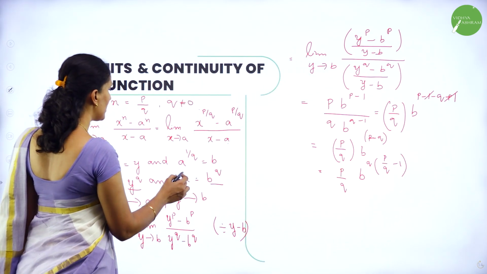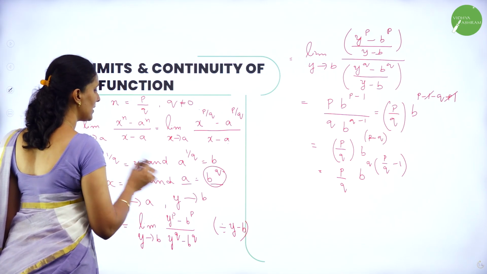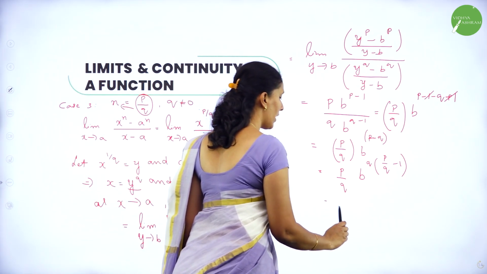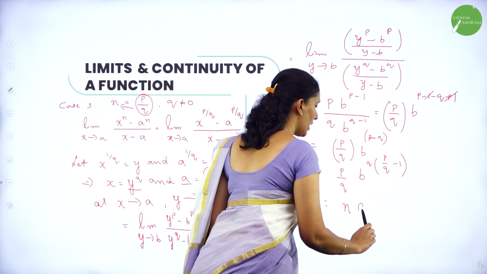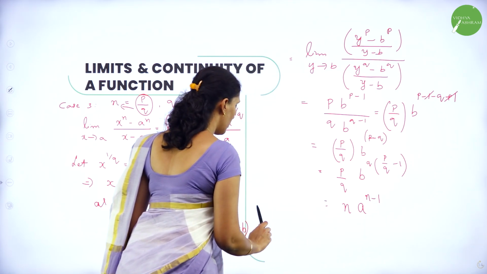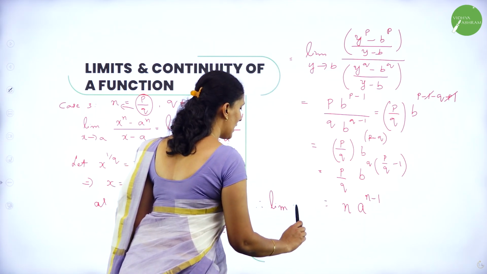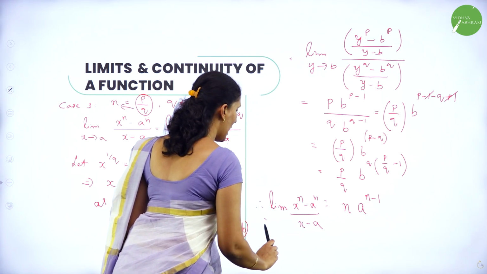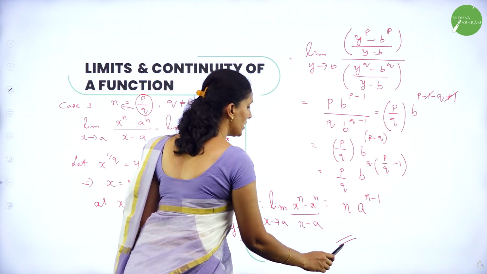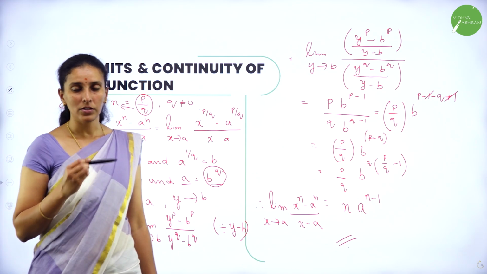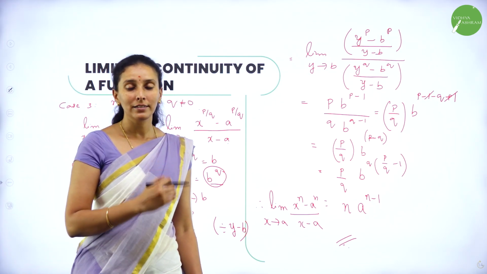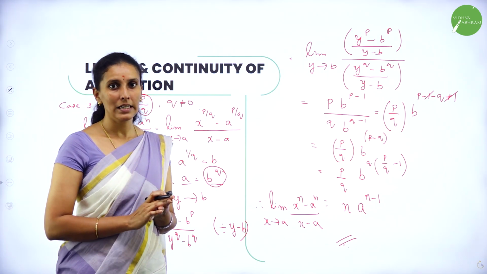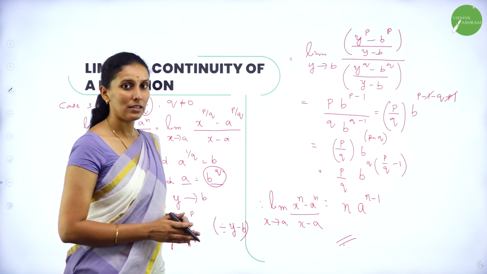Now here you can see b to the power q can be replaced as a and p by q can be replaced by n. So therefore here I can write this as n into a to the power n minus 1. So therefore here also for the standard limit x to the power n minus a to the power n by x minus a, as x tends to a, the value is n into a to the power n minus 1. So here you need to prove all the three cases, that is for n positive, for n negative and n in terms of fraction. So this completes the proof.